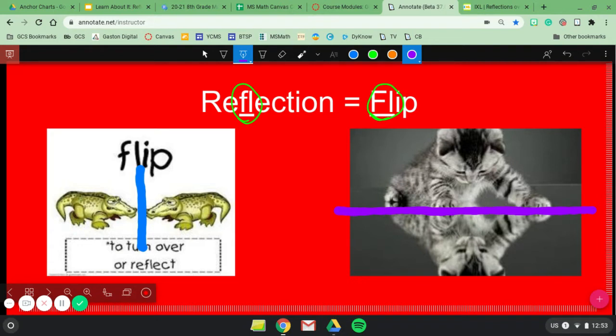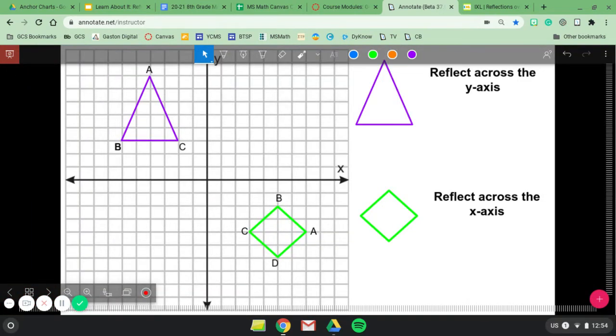If you look at these two lines that I've drawn, you notice that on a graph, this would be the y-axis, and the second image was flipped over what would be the x-axis on a coordinate plane. And in 8th grade, those are the two lines of reflection that we'll talk about, the x-axis and the y-axis. So let's do a couple of examples. This first one, the purple triangle, says reflect across the y-axis.